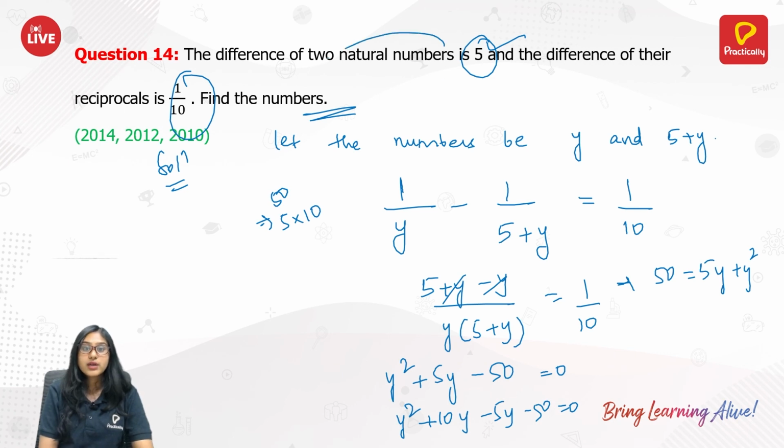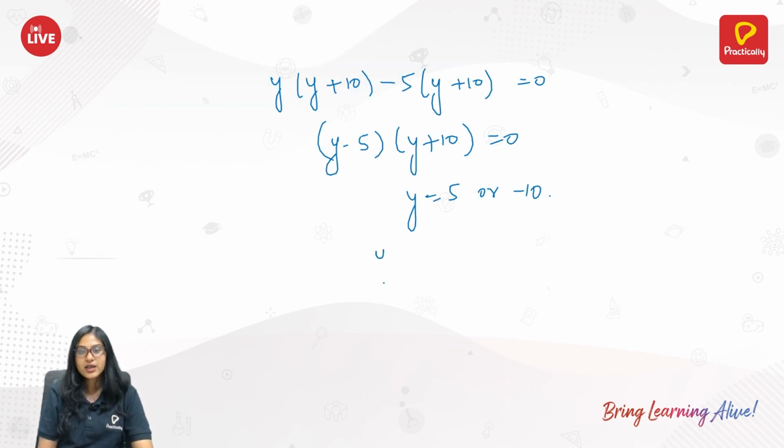But it is given two natural numbers. So what is it? y equals to 5. If y equals to 5, what will be the other number? 10. So 5 and 10 are the numbers.